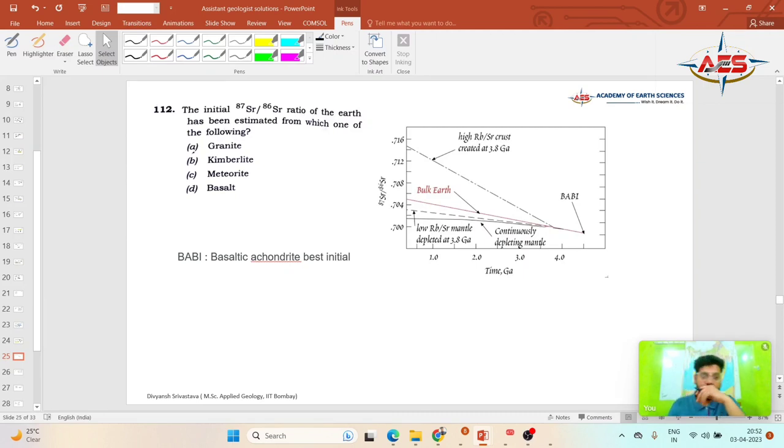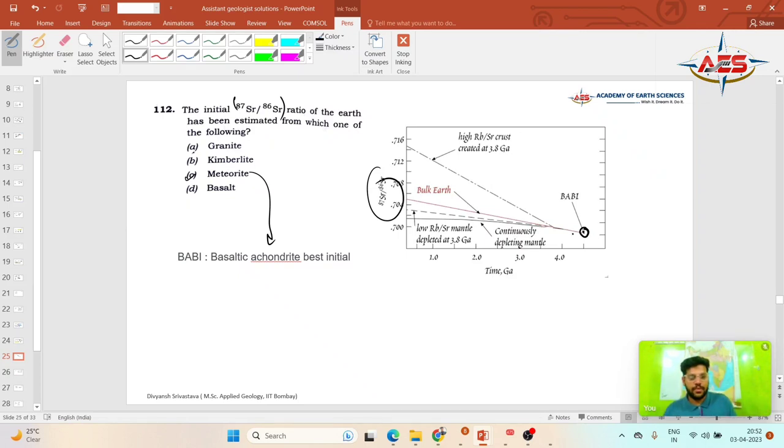Next, 112: the initial 87Sr/86Sr ratio of the earth has been estimated from which of the following? So I will tell you, this is from a meteorite which is a basaltic achondrite best initial, we call it BABI. And you can see this diagram, it is the source from which everything is being fractionated.